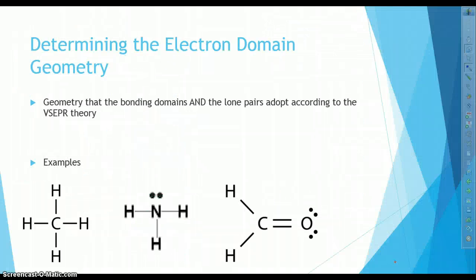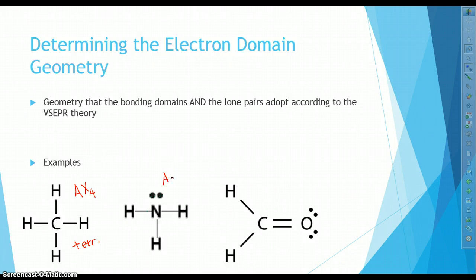Now, determining electron domain geometry, you see these here, and you'll have the chart that you can refer to. But for these examples that we saw earlier, in this case, we have to look at the geometry that both the bonding domains and lone pairs take on. Since this one was an AX4, this one only has 4 electron domains. Because it has 4 electron domains, 4 X's and no E's, this one will have the tetrahedral electron domain geometry.